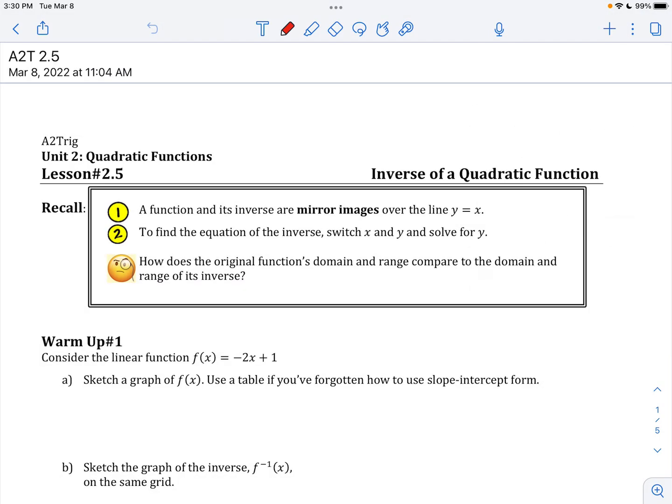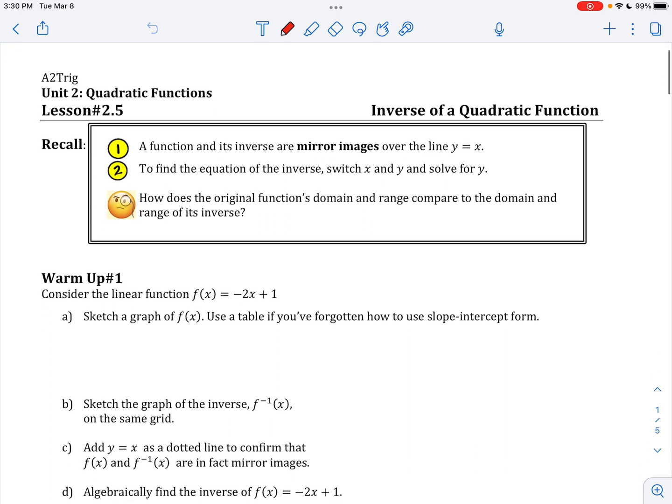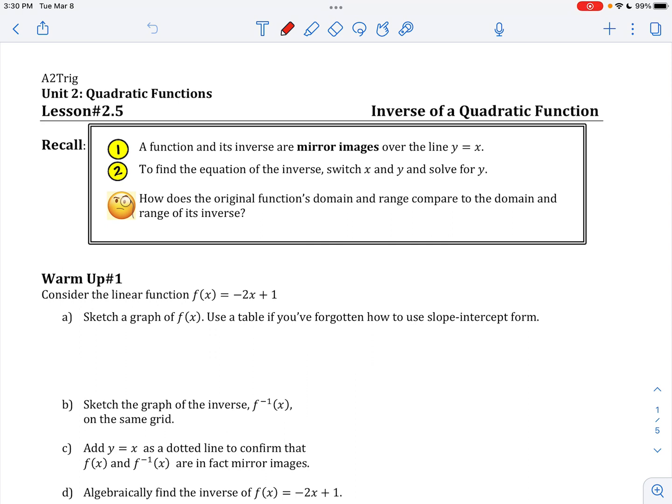Okay, everybody. Here's 2.5 after the quiz about the inverse of quadratics. So we've seen some inverse stuff before. This is just going to be in terms of quadratics, so it's kind of pared down a little bit easier and very specific to quadratics. There's one new thing about restricting the domain to make it work, but other than that, it should be pretty familiar.